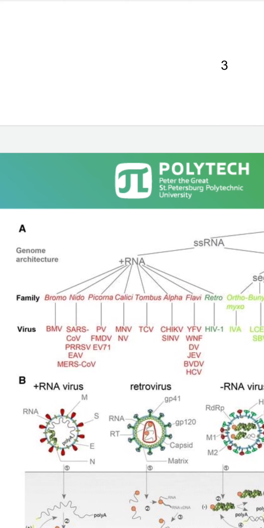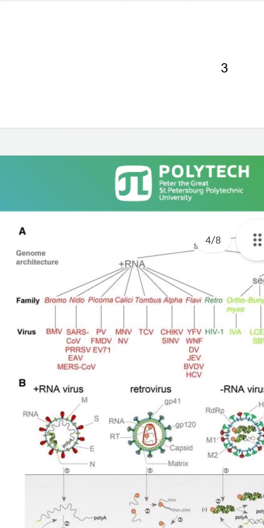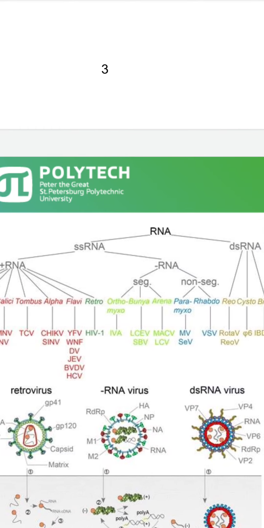Retrovirus family, for example, HIV-1. In the negative RNA virus, we have segmented and non-segmented. In the segmented, we have an orthomyxo, IVA. We have a bunya, for example, LCEV and SBV. We have arena, for example, MACV and LCV. In the non-segmented, we have a paramyxo, for example, MV and SEV, and we have a rhabdo, for example, VSV.